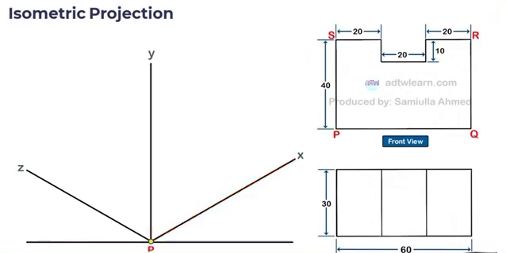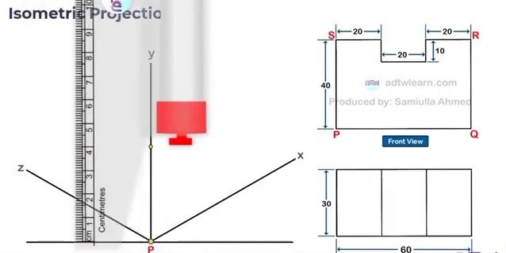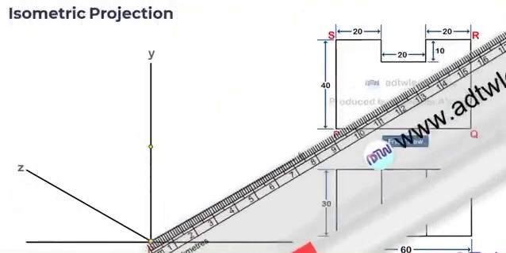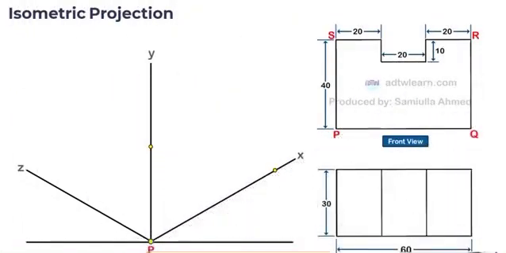On this plane, we will draw the front view of this object. Initially, we will draw a rough outline of this front view on this plane. We can see the height of this object in the front view as 40 millimeters. Take a roller scale and mark a point on the y-axis at 40 millimeters from the bottom. We can see the total width of this object as 60 millimeters. Mark a point on this x-axis at 60 millimeters from point P. Label this point as Q.